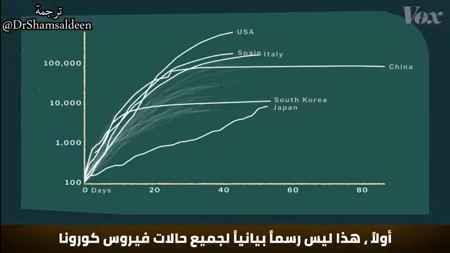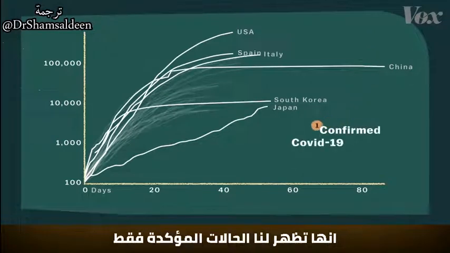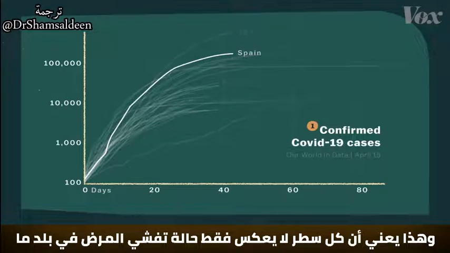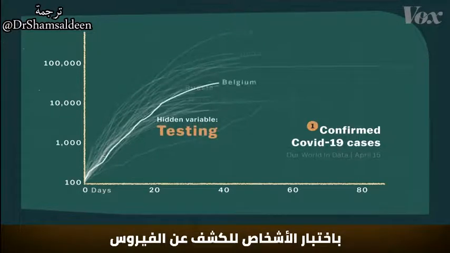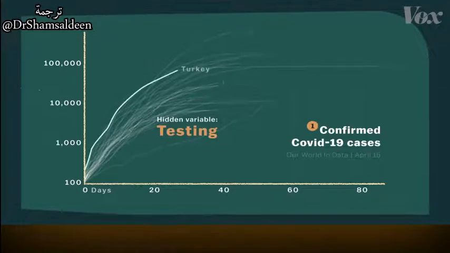First, this is not a chart of all coronavirus cases. It's only showing us confirmed cases. That means each line doesn't just reflect the state of the outbreak in a country, but also how aggressively that country is testing people for the virus.